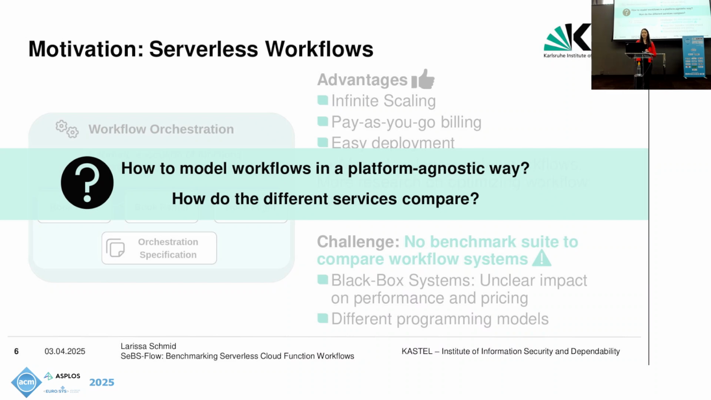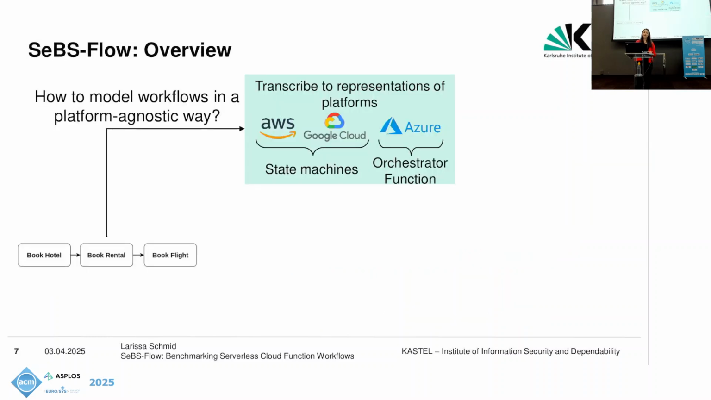So what we looked at in this work, therefore, is how can we actually model workflows in a platform-agnostic way to then port them to different cloud platforms easily, and how do the different services compare that are offered at the moment. So let me start with modeling workflows in a platform-agnostic way. More specifically, what we looked at in our work is 3 different cloud platforms, AWS Step Functions and Google Cloud Workflows, which both follow the state machines paradigm, and also Azure Durable Functions, which uses the orchestrator function.